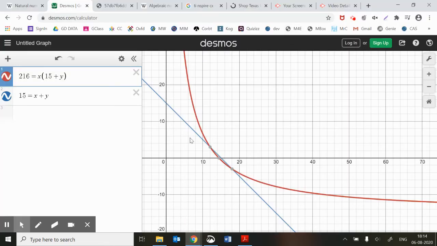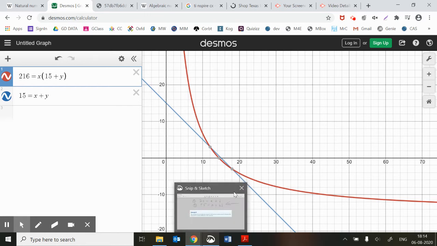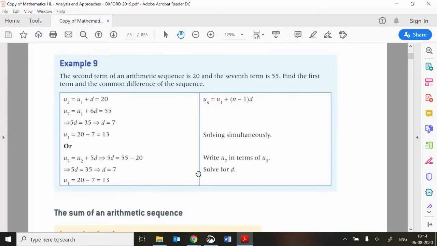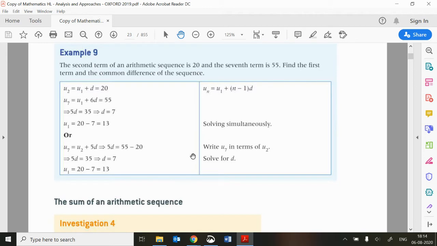Right, what are we going to look at? Let's look at the next question. So there we go, they've solved their simultaneous equations. They're getting out, in that case, the first term is equal to 13, and D is equal to 7.